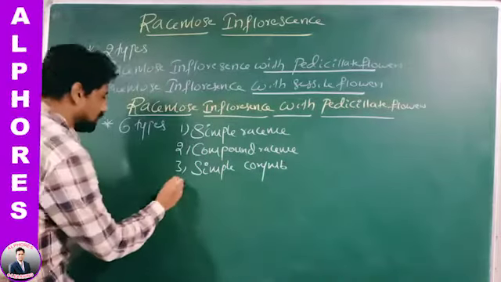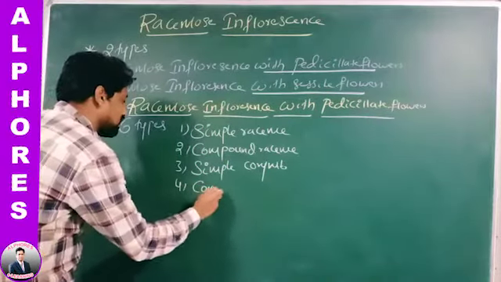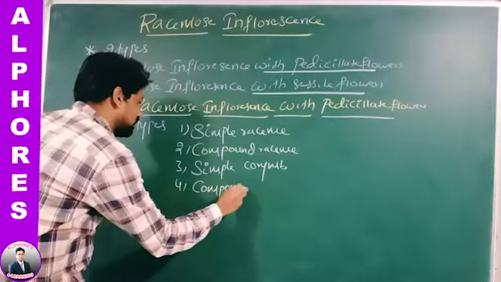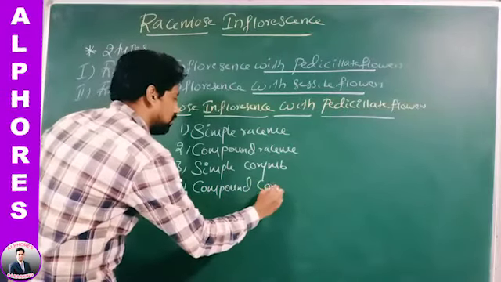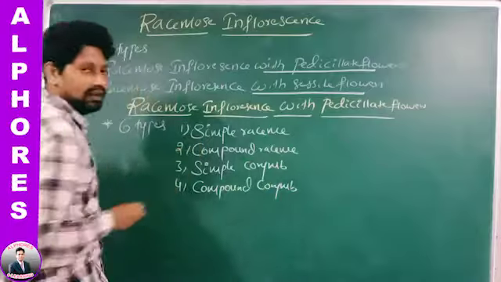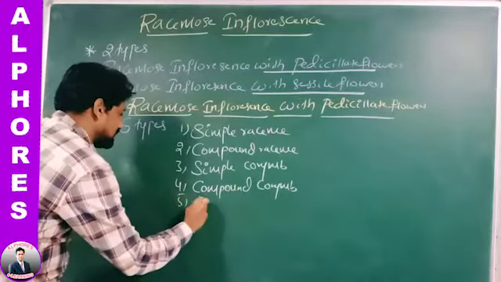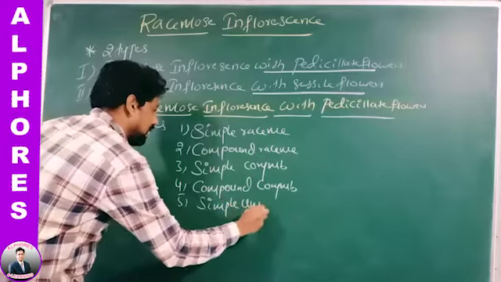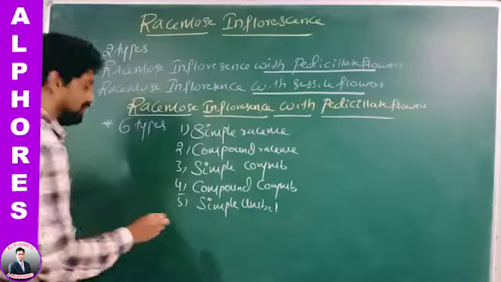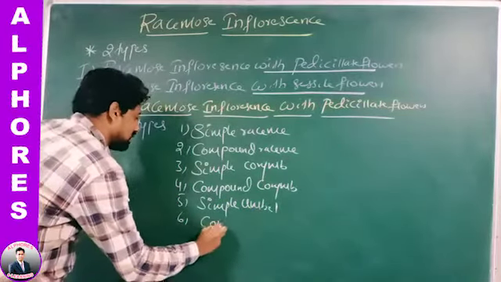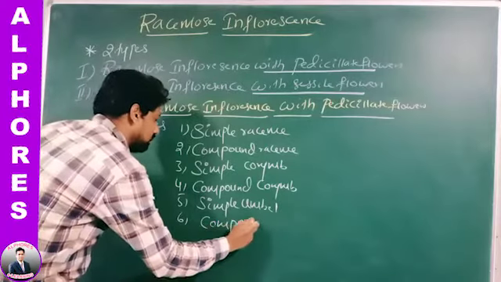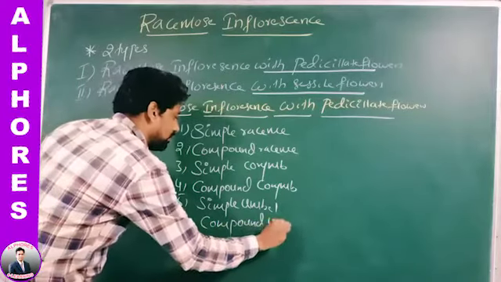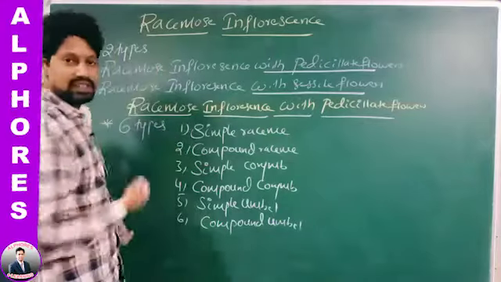The fourth one is compound corymb. The fifth one is simple umbel. The sixth one is compound umbel.